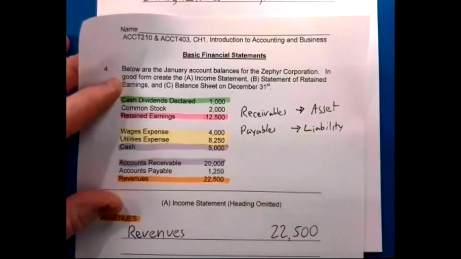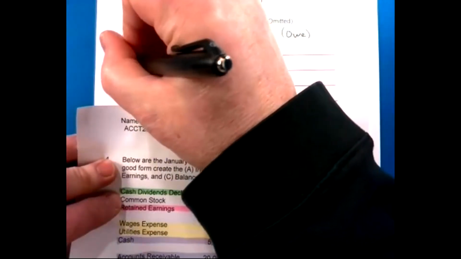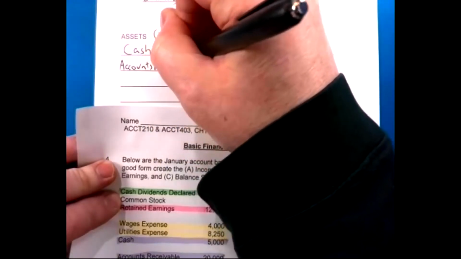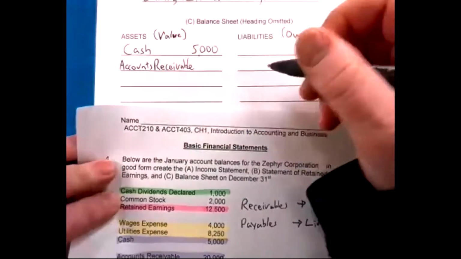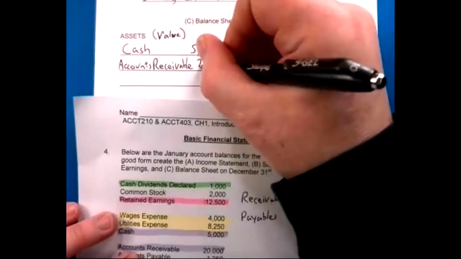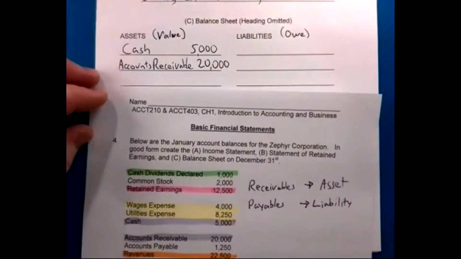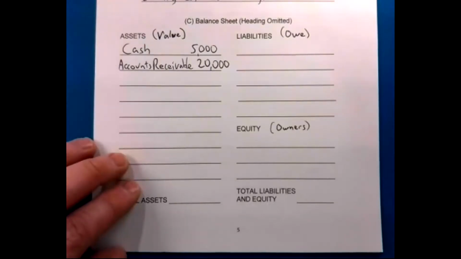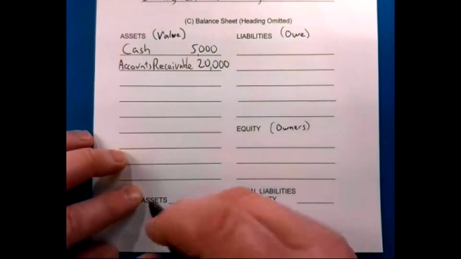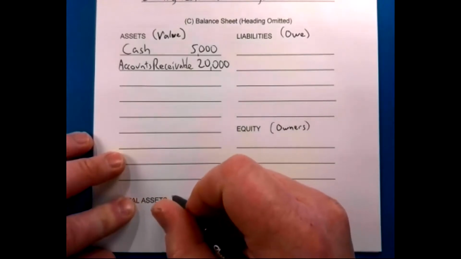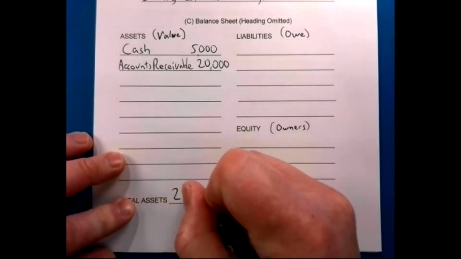Okay, so we have receivable here, so we're going to put that in. If I can fit it in here, we'll try. Came close. All right, so 20,000. And that is it for the assets. So 5,000, don't even need the calculator for this one. 20,000 plus 5,000 is 25,000.